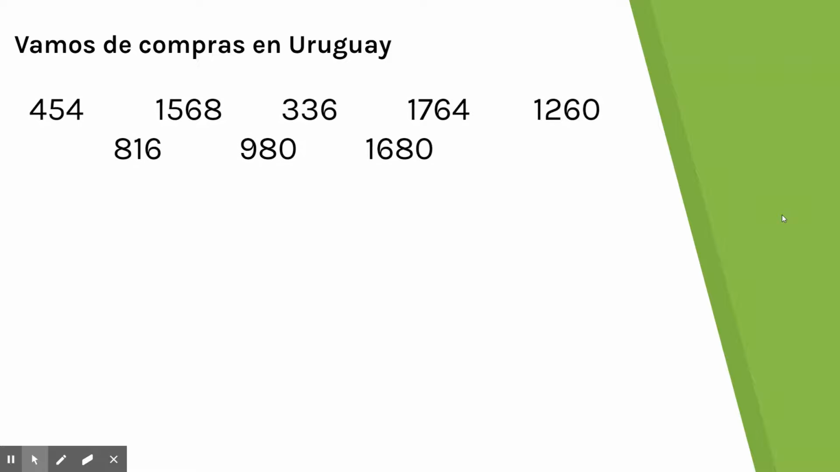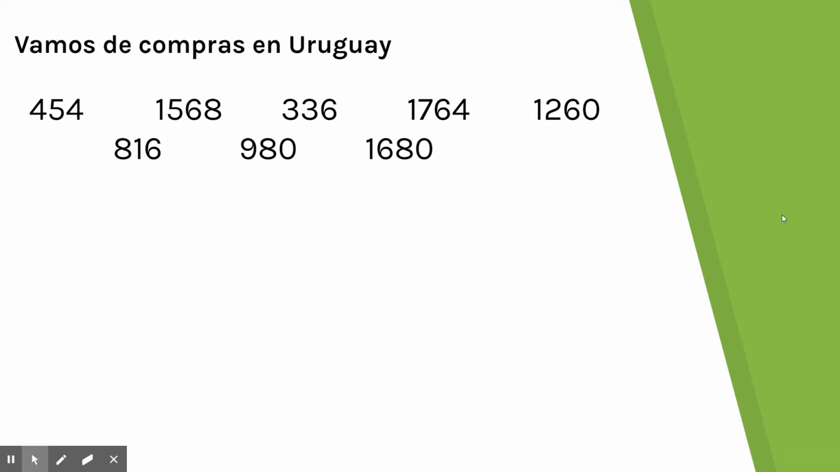Okay, let's start and imagine that we are going shopping. Vamos de compras en Uruguay. En Uruguay, ellos usan pesos. Not the same pesos as they have in Mexico, but they also call them pesos. Bien? So we're going to have a few numbers that we're going to be listening to. So I want to go ahead and go through these first and have you think about how you would say these numbers. So go ahead and think about the first one, 454. Think about how you would say that in Español.